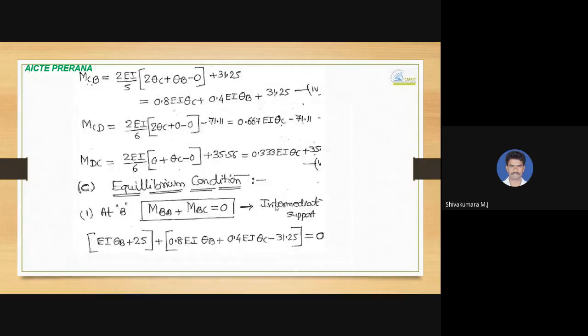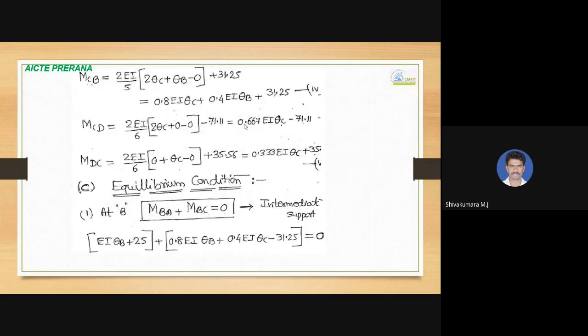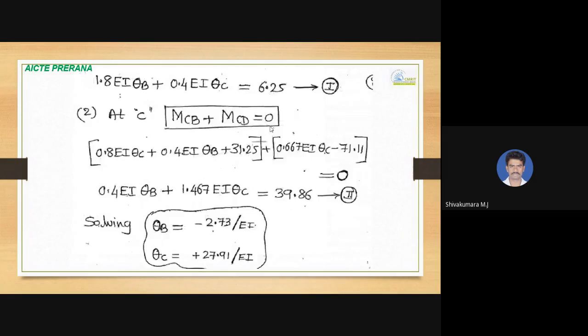So apply that condition of equilibrium. MBA plus MBC equal to 0. You will get this equation in terms of theta B and theta C as unknowns. You can call this equation 7, or Roman numeral 1 as shown over here. The same compatibility condition at joint C you can also apply, that is MCB plus MCD equal to 0. In MCB, theta C and theta B are the unknowns. In MCD, theta C is the unknown. So finally you will get another equation in terms of theta B and theta C.